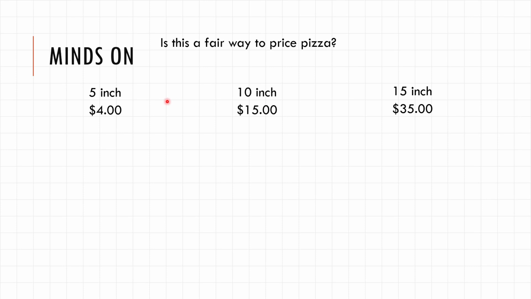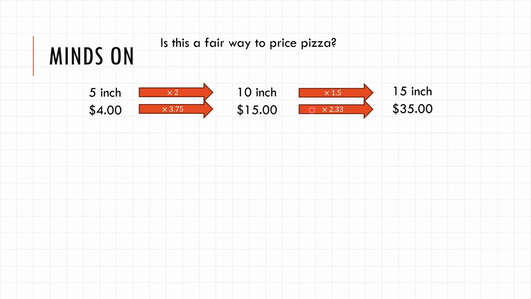Well, some people might say this doesn't really seem fair. Look, the 5-inch to 10-inch, that's only twice the size. But the price, 4 times 2 would get me 8. $15 is almost 4 times the price. And if I go from 10 to 15-inch, well, that's 1.5 times as big. But the price does not get 1.5 times. It gets more than doubled, right? 15 times 2 will get me 30, and this is 35. So these prices do seem to be out of whack.